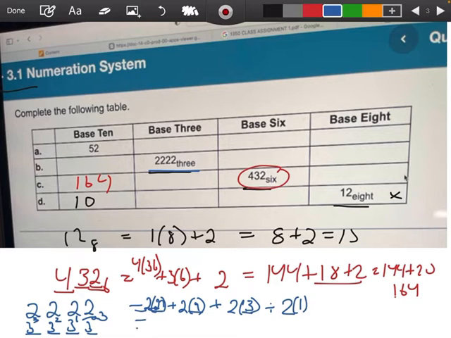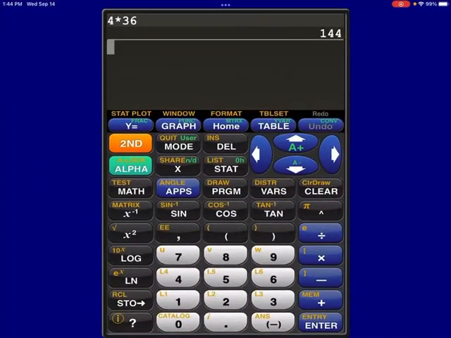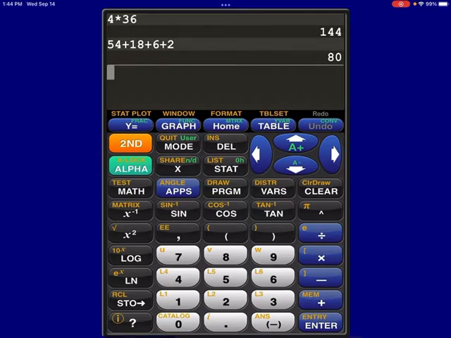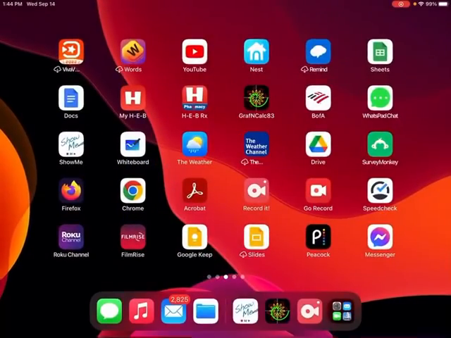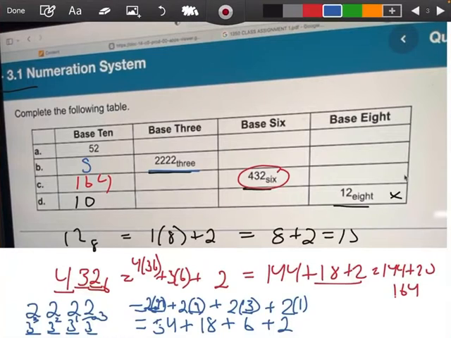So let's see if we can figure this out. 2 times 27 is 54, okay? 2 times 9 is 18, 2 times 3 is 6, and 2 times 1 is 2. So let me add those numbers together: 54 plus 18 plus 6 plus 2. Okay, that's giving me the number 80. So right here, that's the number 80.